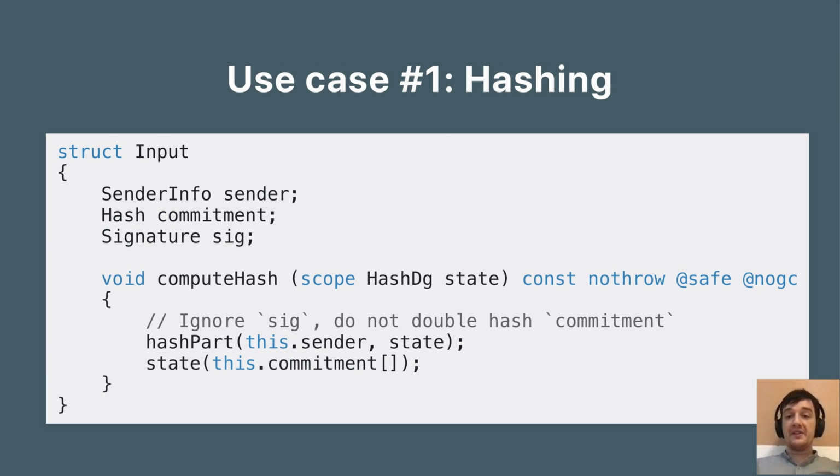So this is what a record in our system would look like. Here our input struct implements compute hash for two reasons. First, to ignore the sig field: as a signature in the cryptographic sense, a signature is generated from the hash, so it cannot be part of the hash, obviously. And second, we might want to handle certain kinds of data differently, as done with the commitment field in this case.